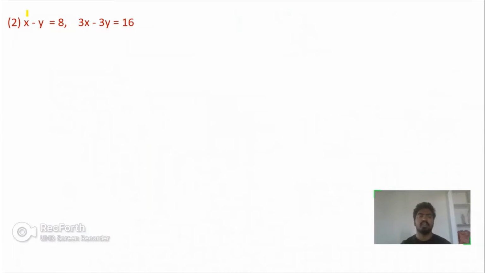Second problem. The given pair of equations says x minus y is equal to 8 and 3x minus 3y is equal to 16. So first step, again we have to compare these two equations with the standard form of equations, that is a1x plus b1y plus c1 equal to 0 and a2x plus b2y plus c2 is equal to 0.